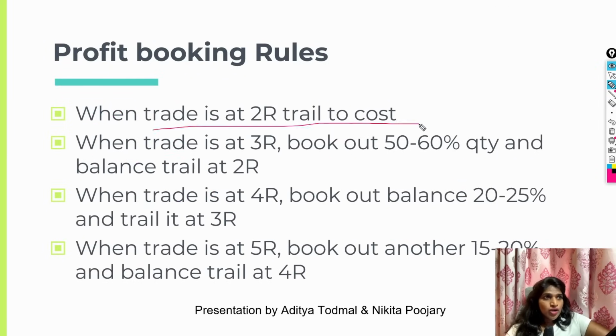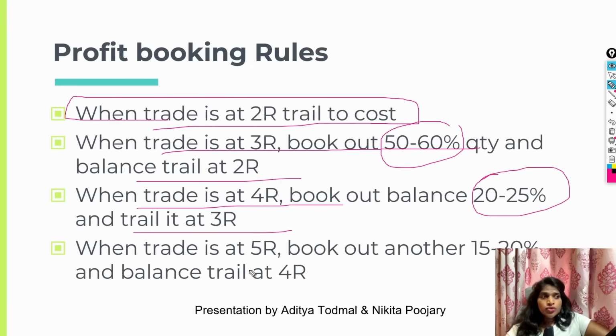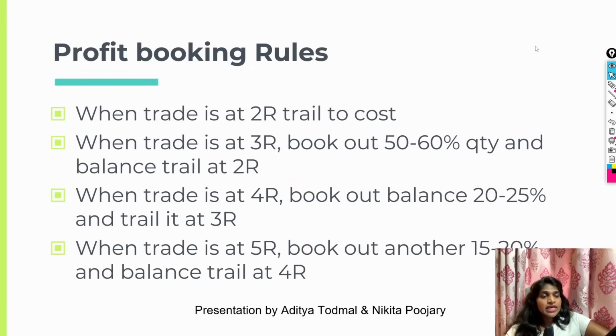When your trade is at 2 hour, the first thing is to trail it to cost. When the trade is at 3 hour, book out 50 to 60% as per your comfort, and then trail the balance to 2 hour. When the trade is at 4 hour, book out the balance 20 to 25% and trail it to 3 hour, and so on and so forth. That's how you will ride the whole trend.